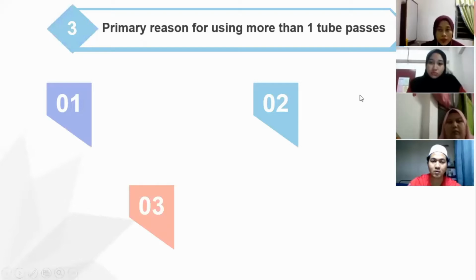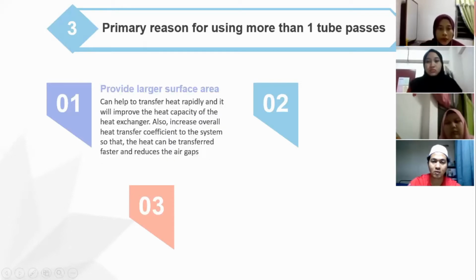So I will explain the reasons for using more than one tube pass. First, it will provide a larger surface area. The number of tube passes can help to transfer heat rapidly, and it will improve the heat capacity of the heat exchanger, and also increase the overall heat transfer coefficient of the system so that the heat can be transferred faster and reduce the air gaps.